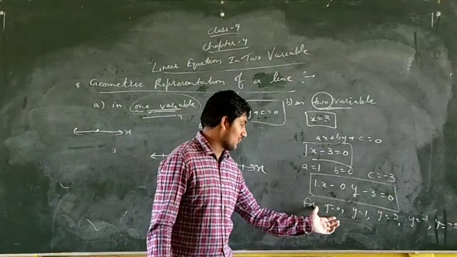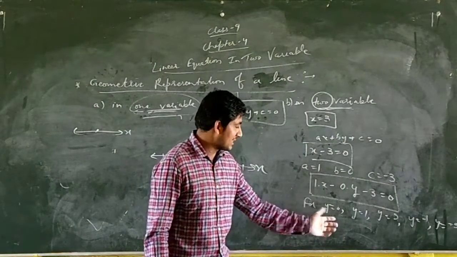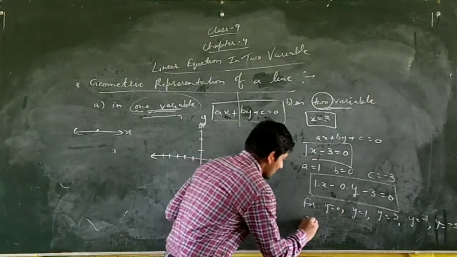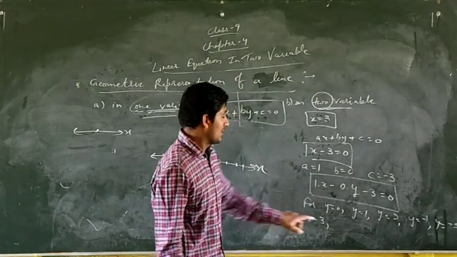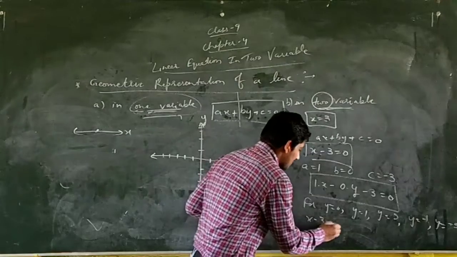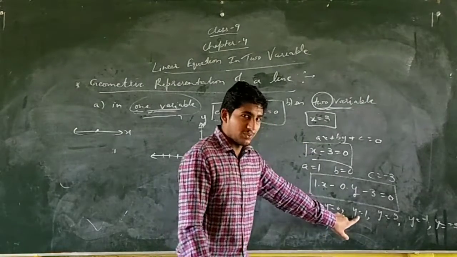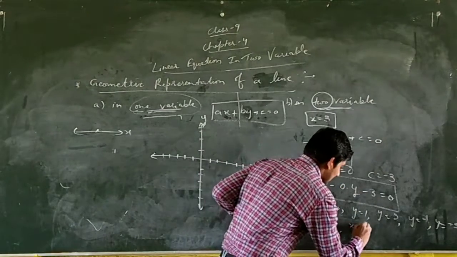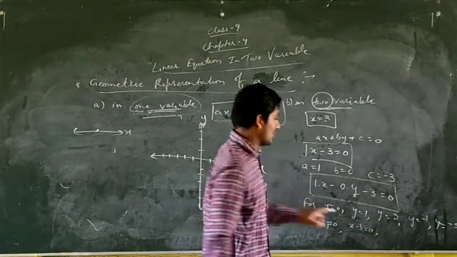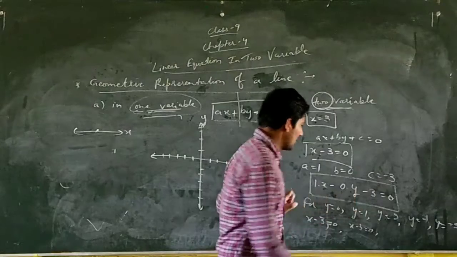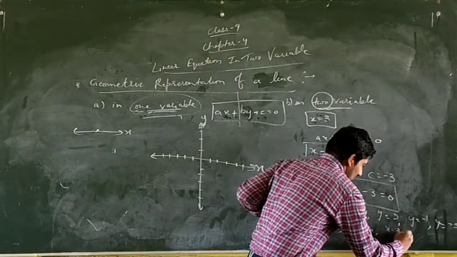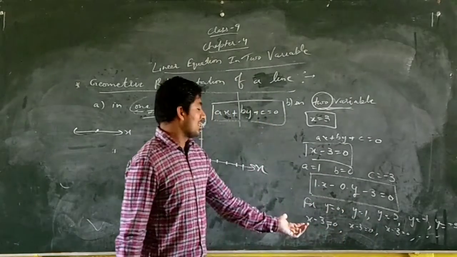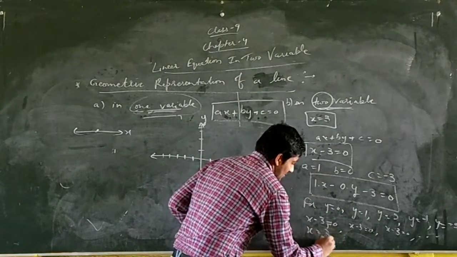And for more values of y, what will we get? Replace y is equal to 0. We again get x minus 3 is equal to 0. For y is equal to 1, 1 multiplied by 0 is 0, and we again get x minus 3 is equal to 0. For y is equal to 2, we get x minus 3 is equal to 0, and so on. For every value of y, we get the same value, that is x is equal to 3.